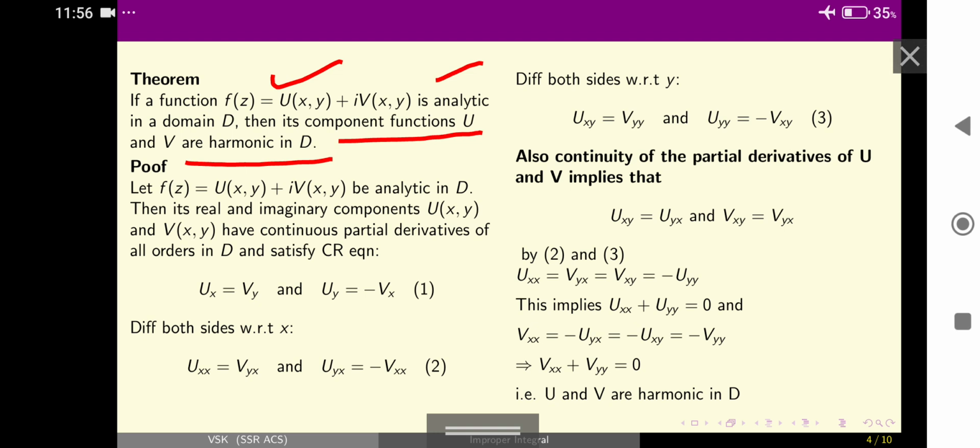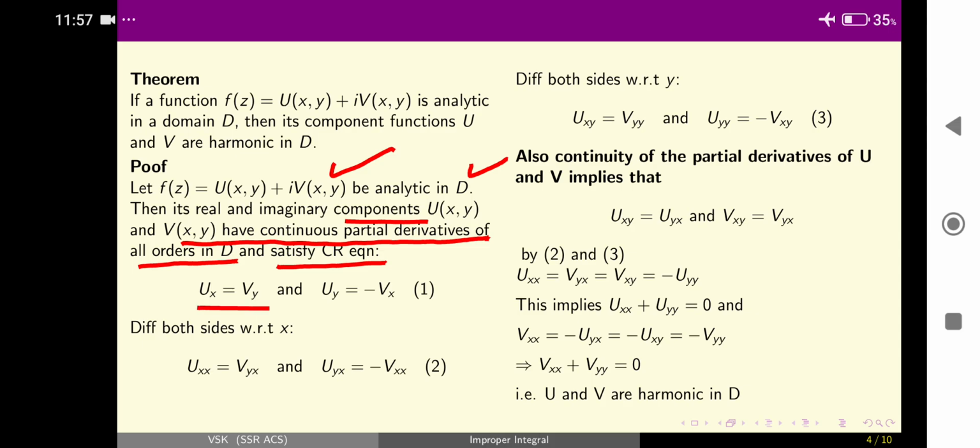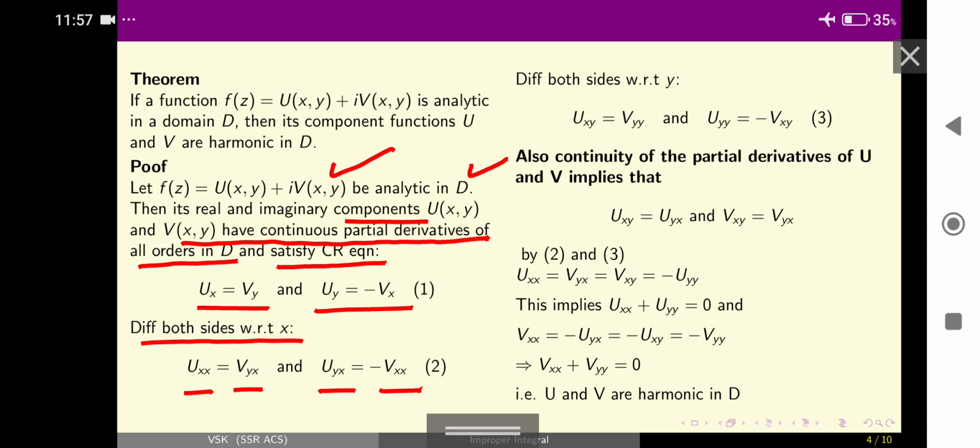Let f(z) = u(x,y) + i v(x,y) be analytic in D. Then its real and imaginary components u(x,y) and v(x,y) have continuous partial derivatives of all orders in D and satisfy the CR equations. What is the CR equation? u_x = v_y and u_y = -v_x. This is because f(z) is analytic. Now, differentiating both sides with respect to x, we get u_xx = v_yx and u_yx = -v_xx. Again, differentiating both sides with respect to y, we obtain that u_xy = v_yy and u_yy = -v_xy.